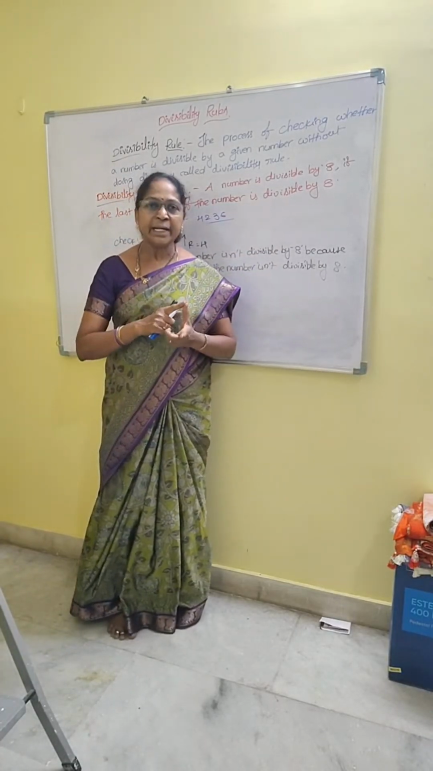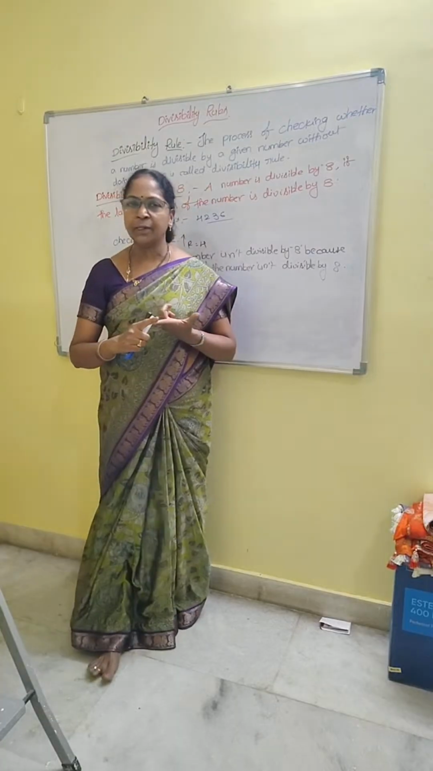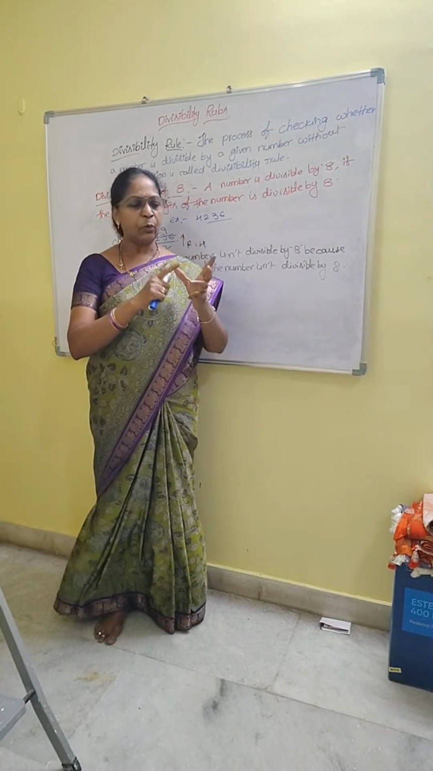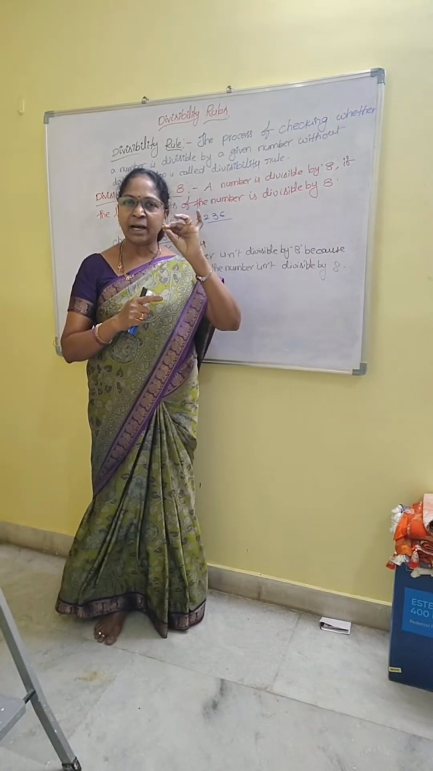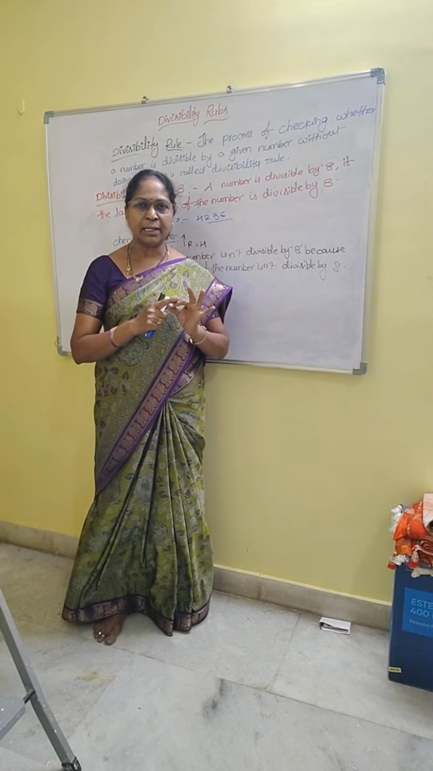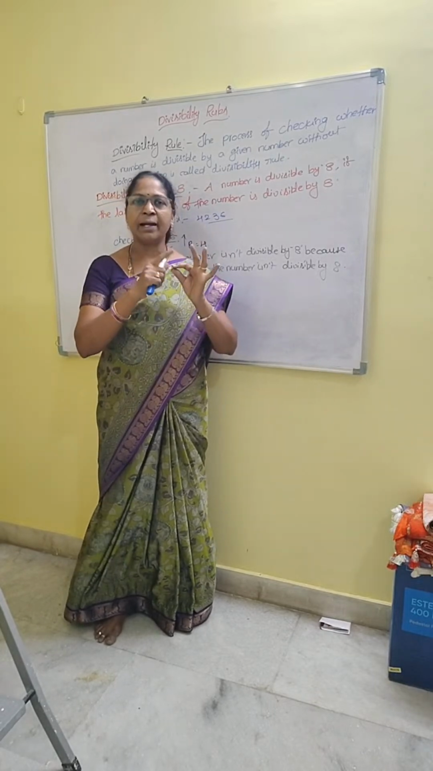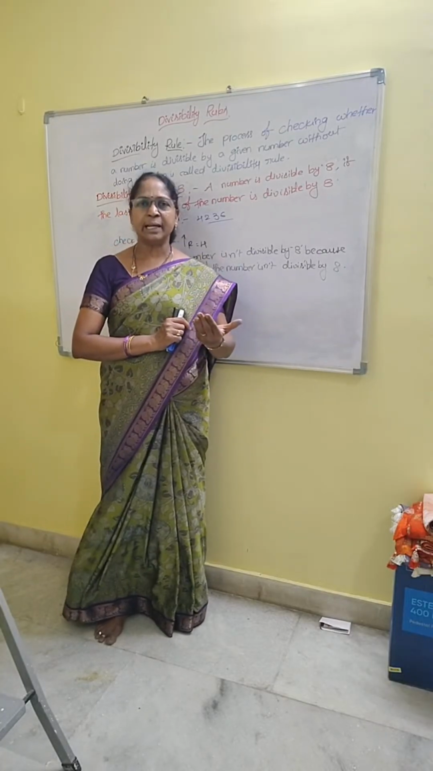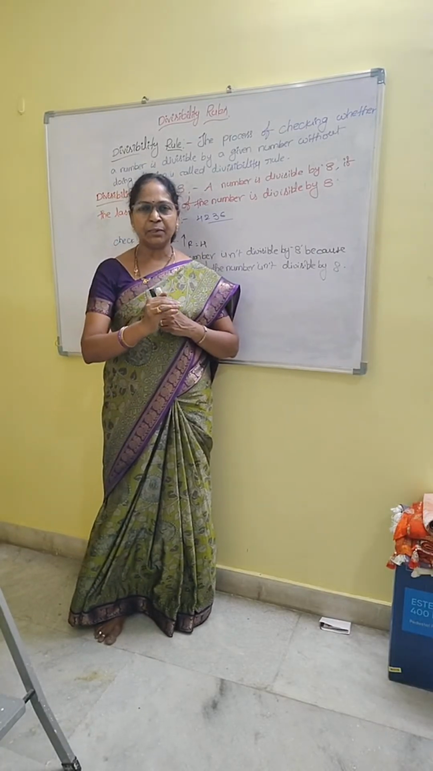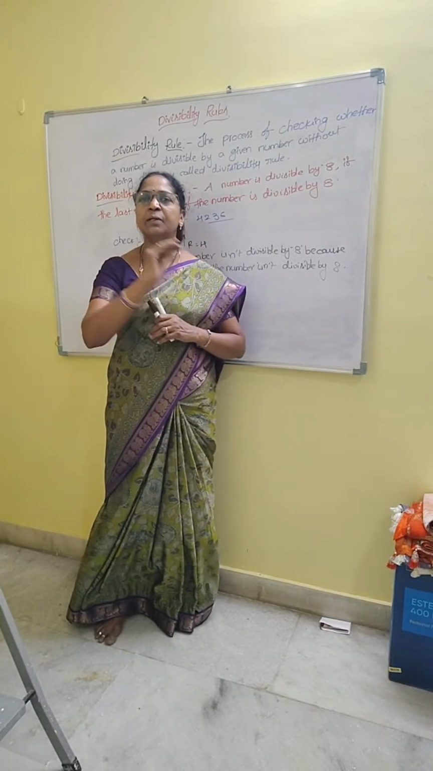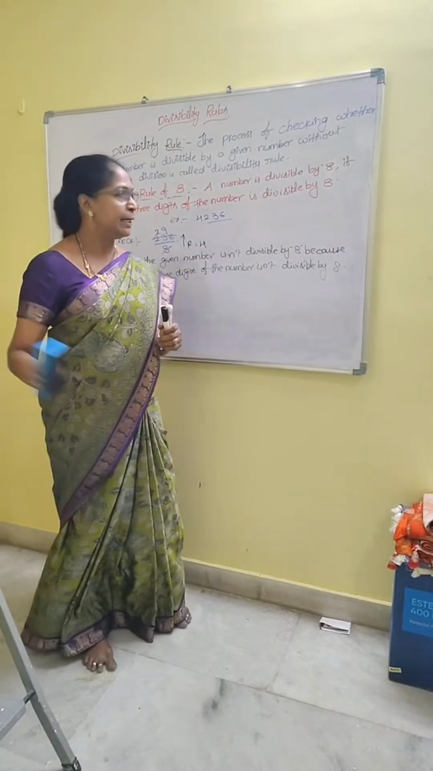The second divisibility rule and third divisibility rule are related to the divisibility rule of 6. 2, 3 and 6, these three are interrelated, as well as 4 and 8 are related, as well as 5 and 10 are also related. One more is there, that is the ninth divisibility rule. This ninth divisibility rule is also related to the divisibility rule of 3. Just we will check it here.